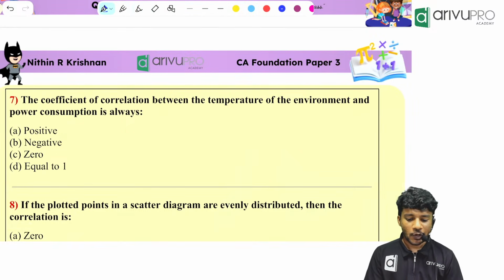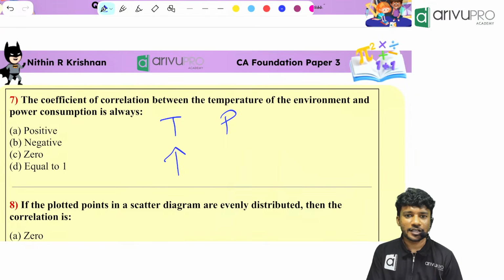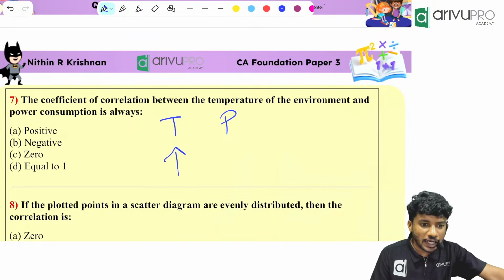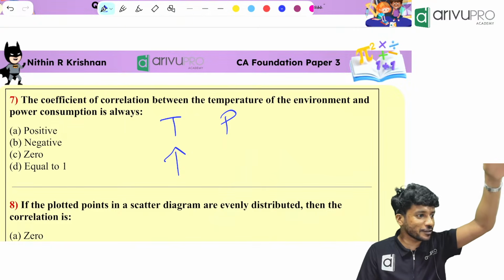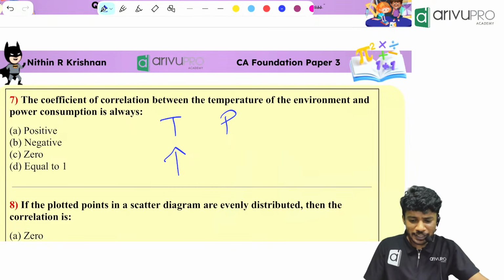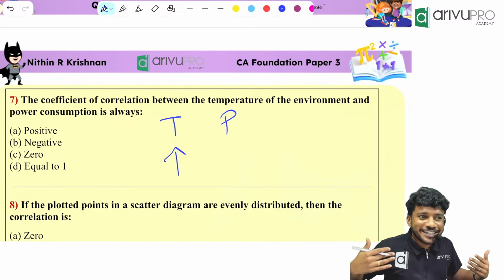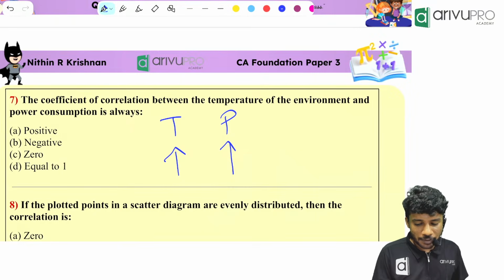Tell me. Coefficient of correlation between temperature of the environment and what, people? Power consumption. Tell me, if temperature increases, will I switch on the AC? Yeah. Will I switch on the fan? Yes. I mean, Chennai, 45 degrees, feels like 45 degrees. Google will show feels like 45, 46 degrees. Will we turn on the fan, or will we be like, okay, I'll turn off everything? Will you do this? No. The power consumption also what? Increases.